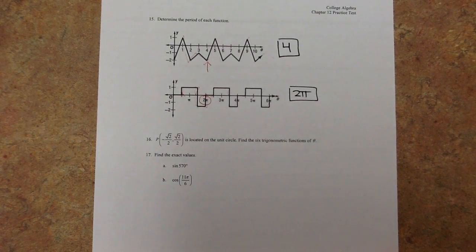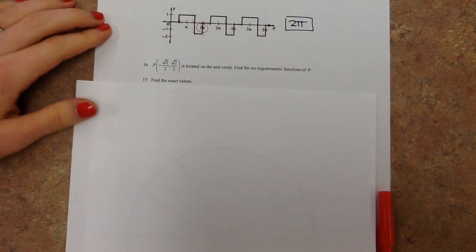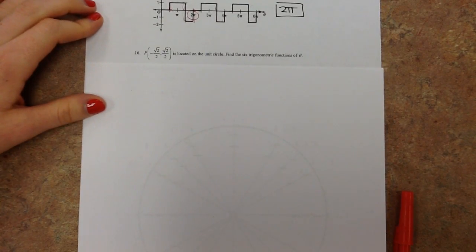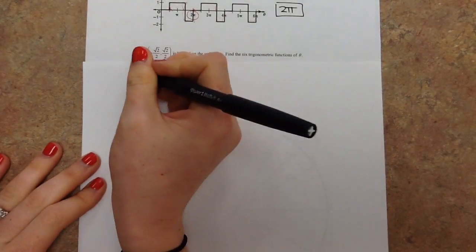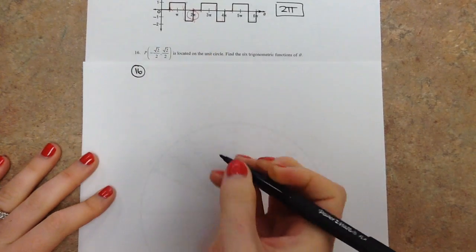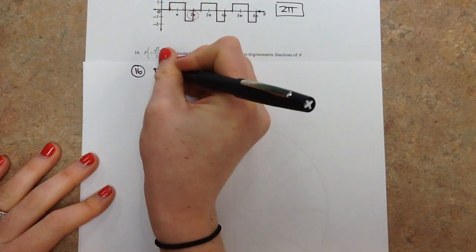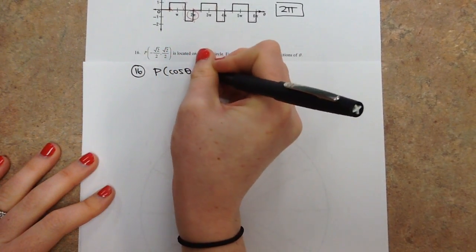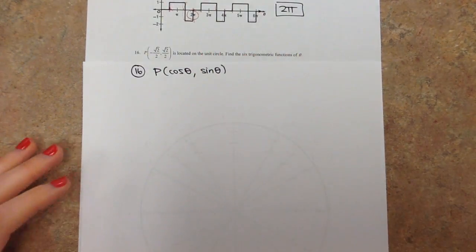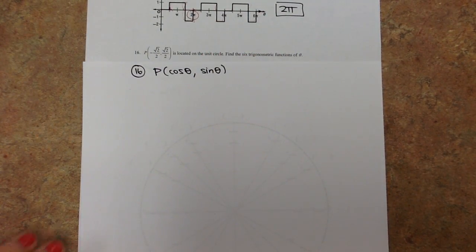All right, so I'm going to start copying down these last ones. We'll get through 16 and 17, and we'll be all done with this practice test. So number 16, we've got a point that's located on the unit circle. So remember, if you were on a unit circle, the x value is cosine, and the y value is sine. So we can use those values to find the 6 trig functions.